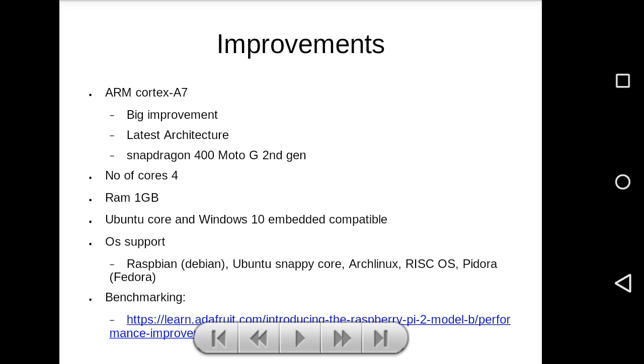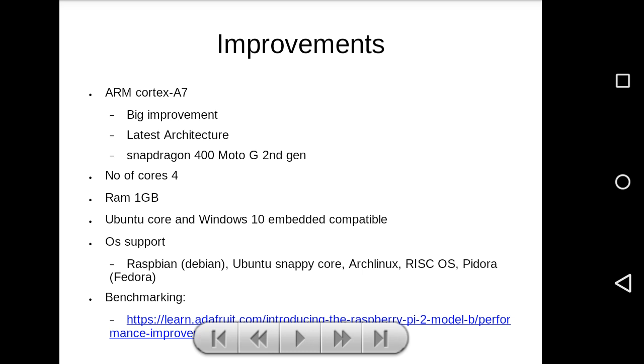OS support is Raspbian, Ubuntu Snappy Core, Arch Linux, RISC OS, Fedora. I think I missed OpenELEC. This is now called Kodi. You can say it is XBMC, the Media Center operating system. So that is quite a thing.